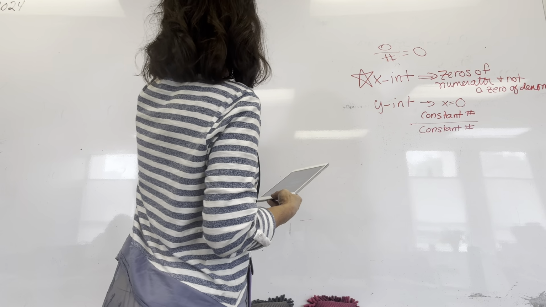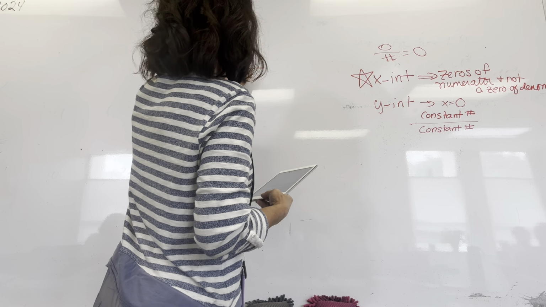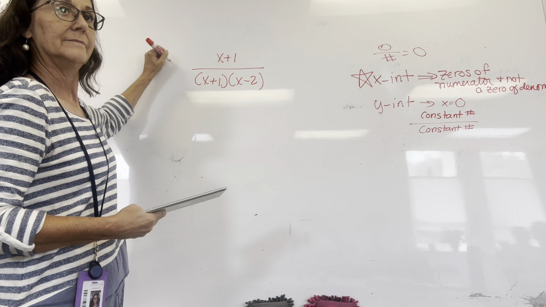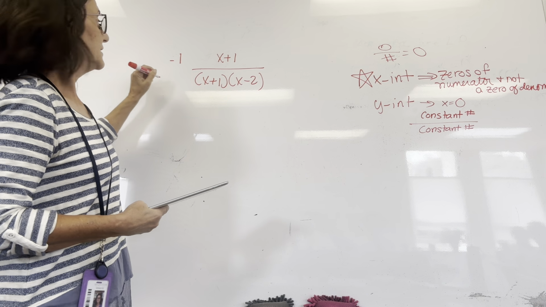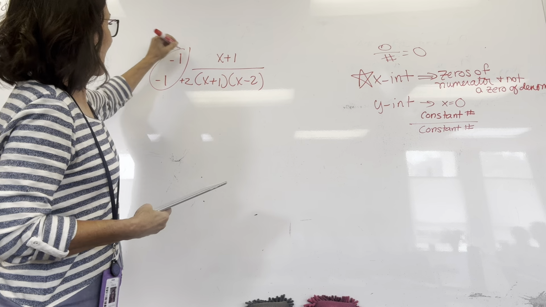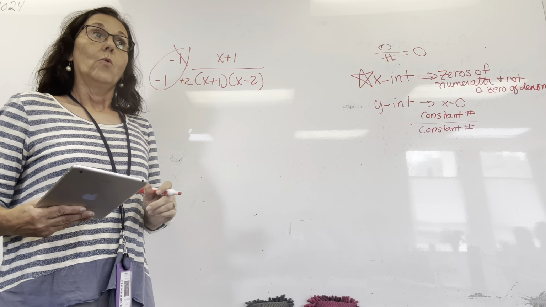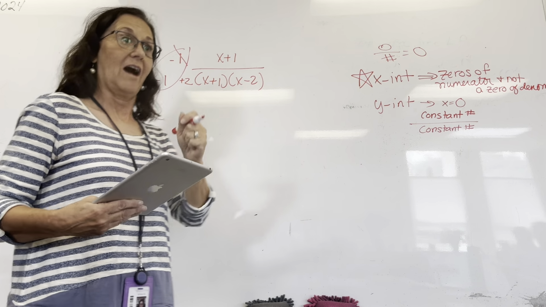Okay, I'm going to write an example. What are the zeros of the numerator? Negative 1 and 2. And the denominator? Negative 1, yes. So that's not an x-intercept, because then it wouldn't equal 0. It equals undefined. Got it?